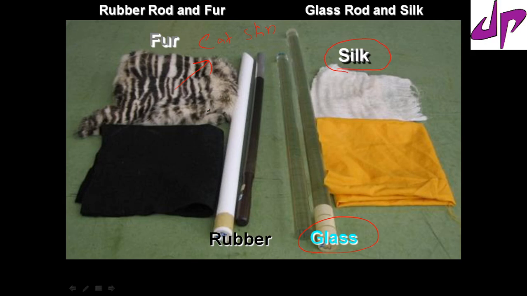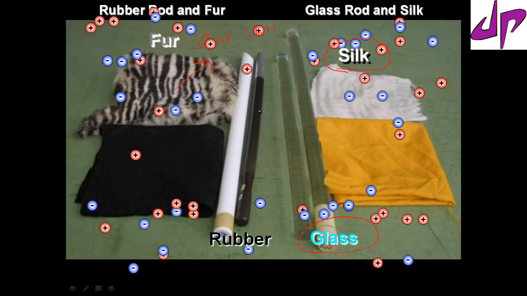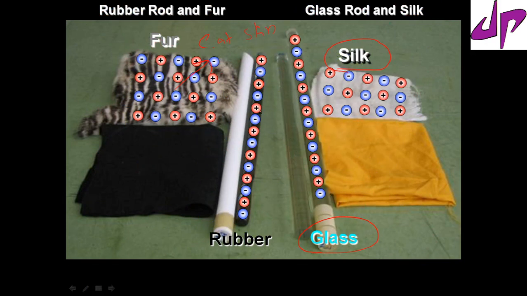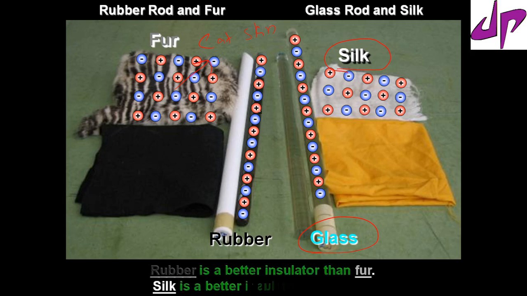If you take these pairs of objects, initially they both are electrically neutral. Fur and rubber contain an equal number of electrons and protons. Glass and silk contain an equal number of protons and electrons. They are electrically neutral. But if you rub the rubber rod with fur, the fur loses electrons to the rubber. Now the rubber rod becomes a negatively charged object.